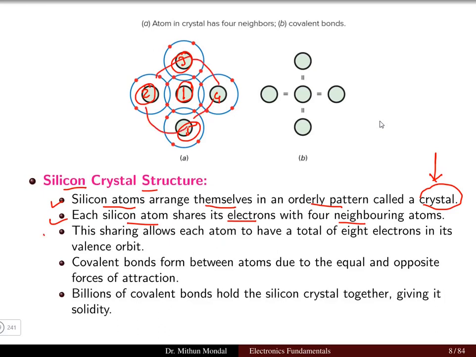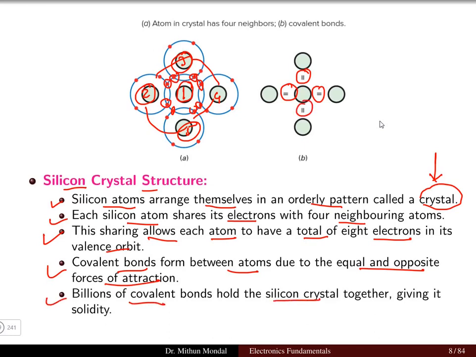This sharing allows each atom to have a total of 8 electrons in its valence orbit. If we see how many electrons are present in the valence orbit, you will find that it is 8. And hence the covalent bond will be formed between the atoms due to the equal and opposite force of attraction. So these are the covalent bonds which are formed between the atoms. Billions of such covalent bonds hold the silicon crystal together, giving it the solid structure. So the crystal has a solid structure because of the covalent bonds formed between the different atoms.